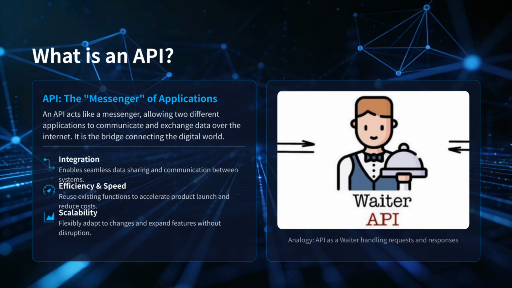Why do we care about APIs for automation? There are three big reasons. Seamless integration. Apps that don't normally work together can share data easily, eliminating the need for copying and pasting between tools. Faster, cheaper work. You can reuse existing features from other apps instead of building them from scratch, saving both time and money. Flexibility. You can add new features to your automations or make changes without breaking the entire system.